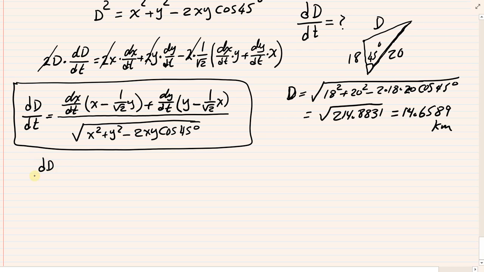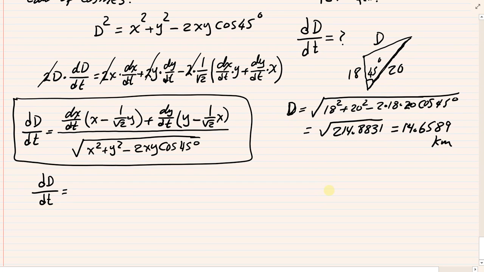Okay, so at 1 p.m., an hour into this journey, dx/dt is how fast ship A is moving, right? That was 18 miles an hour. And then x is how far it is from the port in 1 hour, which is 18 kilometers. Sorry, everything is in kilometers here, not miles. I'm just used to miles because of what we use.